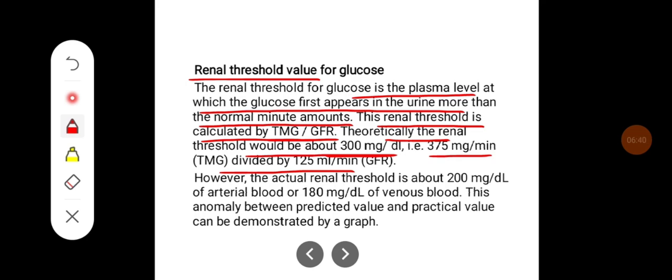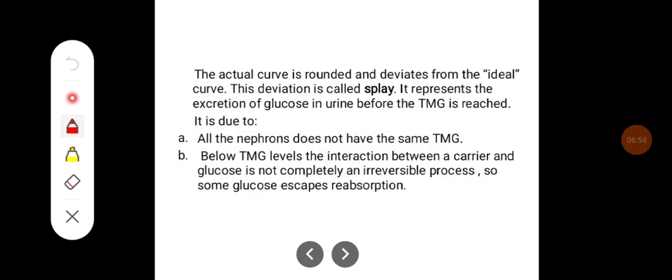However, the actual renal threshold is about 200 milligrams per deciliter of arterial blood or 180 milligrams per deciliter of venous blood. This anomaly between predicted value and practical value can be demonstrated by a graph. The actual curve is rounded and deviates from the ideal curve. This deviation is called splay. It represents the excretion of glucose in urine before TMG is reached.